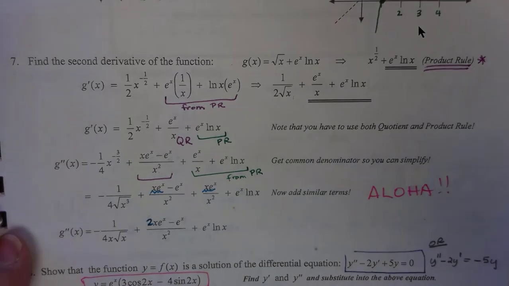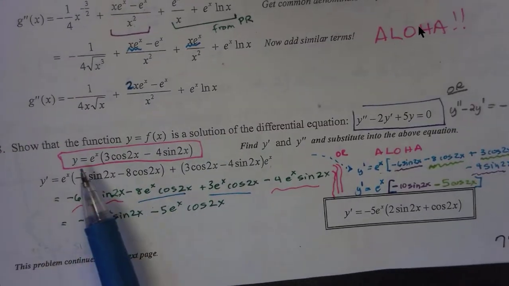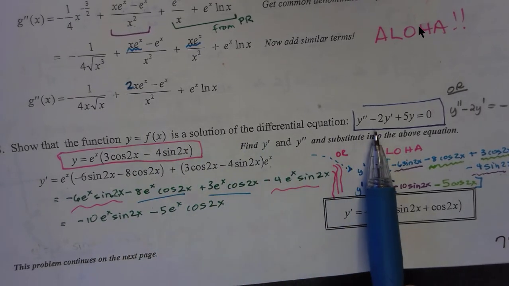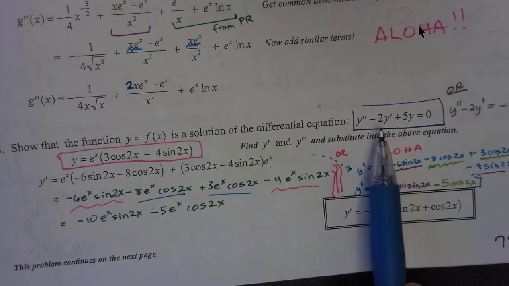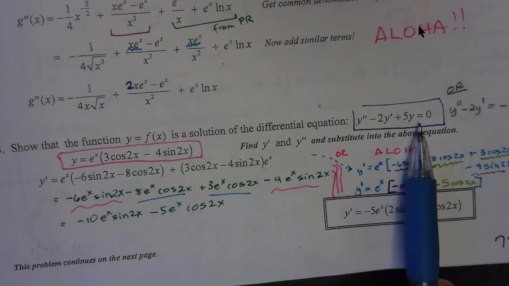Okay, here's a fun one. This is going to continue onto the next page. It says, show that the function y equals f of x is a solution to this differential equation: y double prime minus 2 times y prime plus 5 times y is 0.